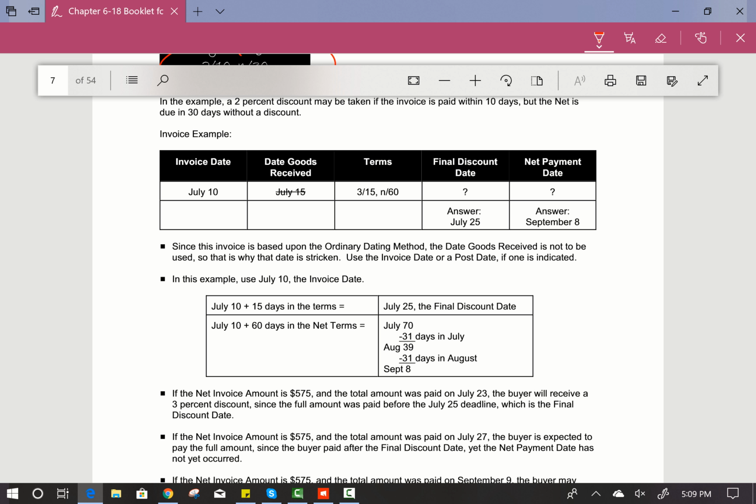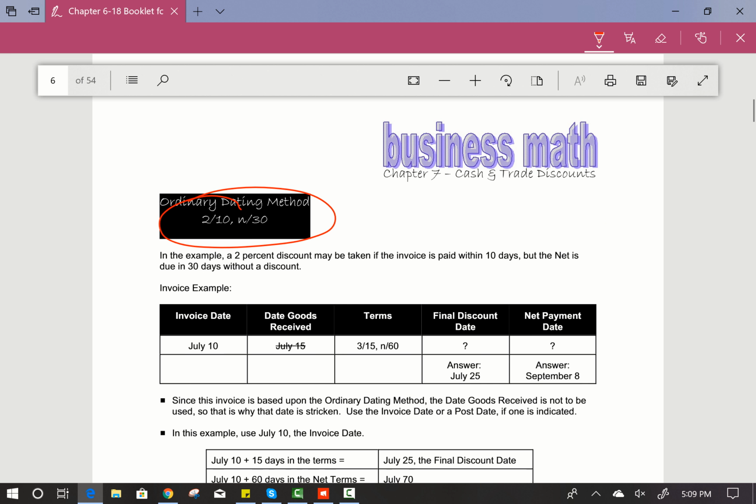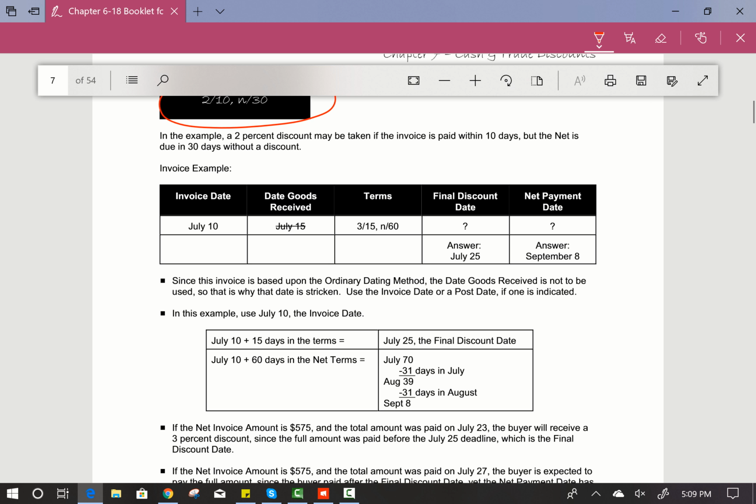It may have the invoice date of July the 10th, and they may even include the date that the goods are received. But we're not going to use the date that the goods are received because this is not the date-goods-are-received method that's being applied to this particular invoice. This invoice is the ordinary dating method, so we don't pay any attention to the date goods are received. So we'll mark that one out. And our terms are a 3% discount if taken within 15 days, but the net is due in 60 days.